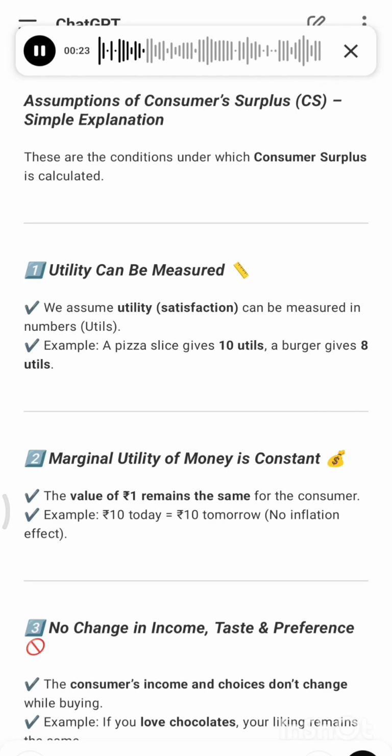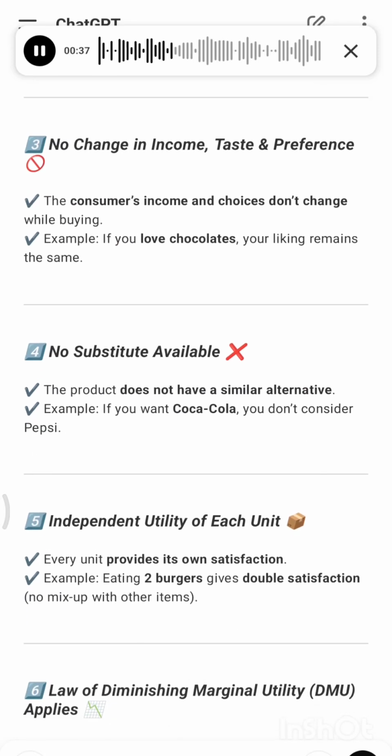2. Marginal utility of money is constant. The value of $1 remains the same for the consumer. Example: $10 today equals $10 tomorrow. No inflation effect. 3. No change in income, taste, and preference. The consumer's income and choices don't change while buying. Example: if you love chocolates, your liking remains the same.